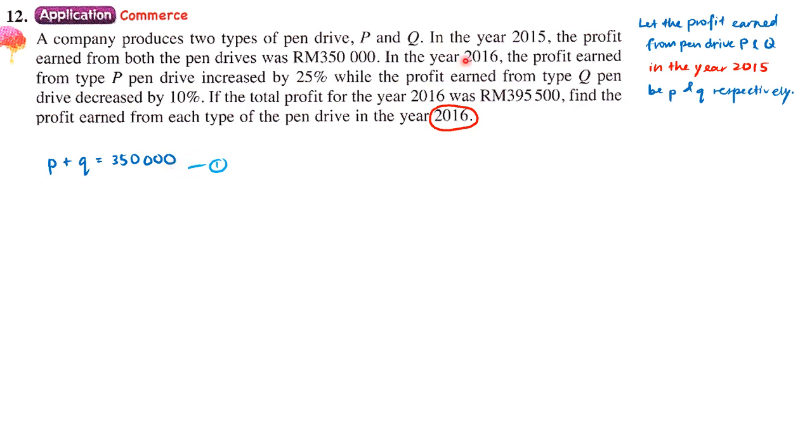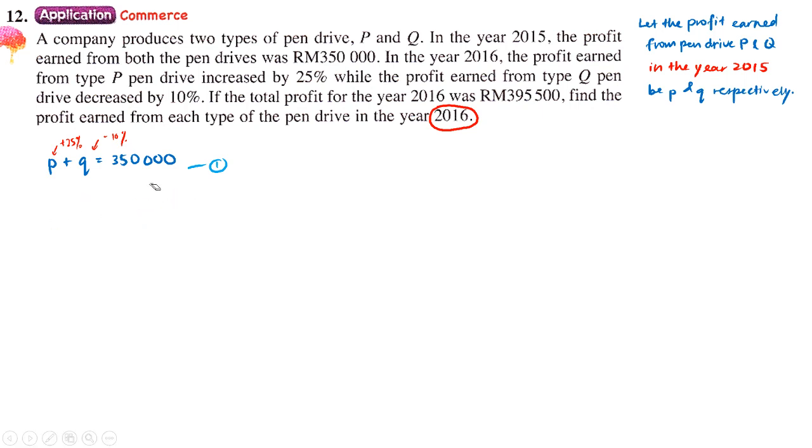Okay, in the year 2016, P at 25% and Q minus 10%. It's pretty confusing if I were to write P plus 25% of P, plus Q minus 10%. This is very, very confusing. I mean, how are you going to solve it later?